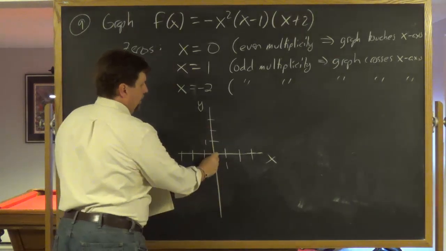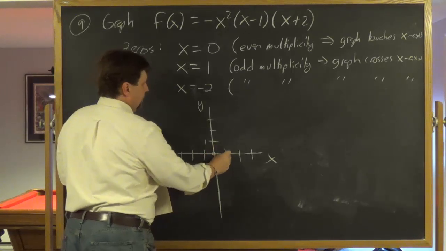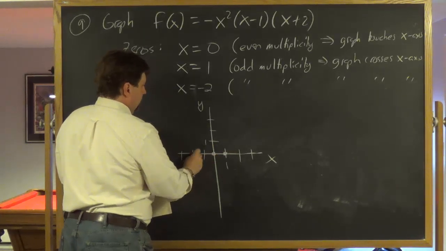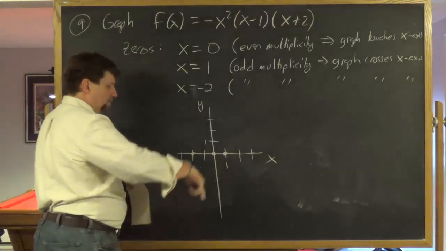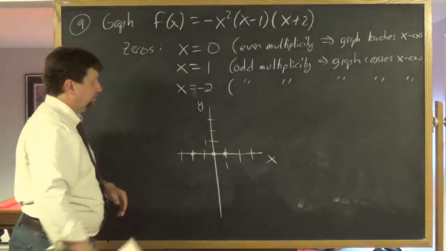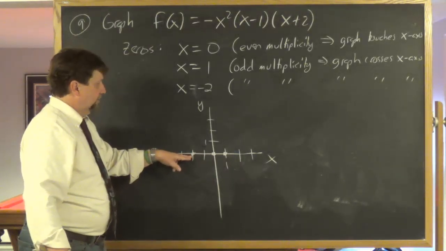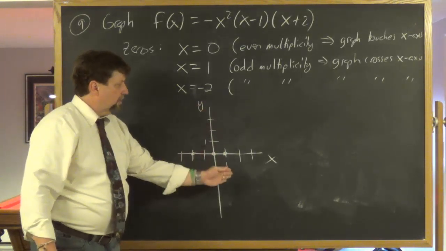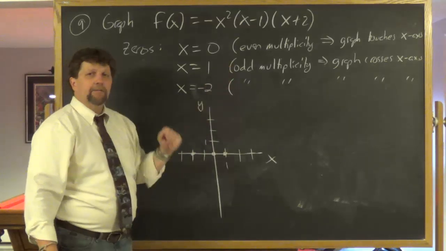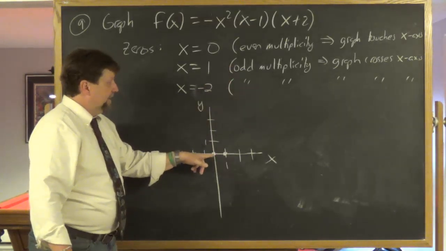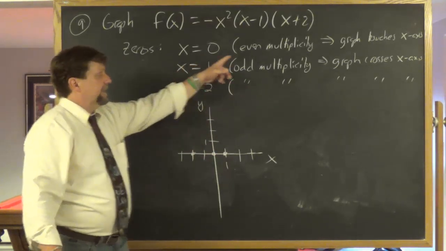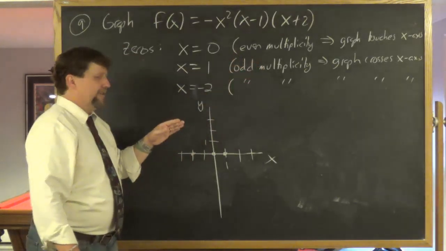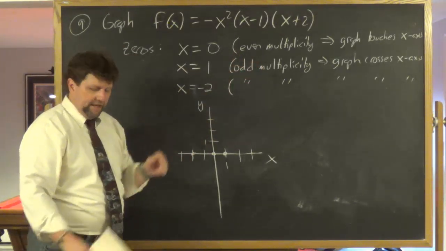We have a 0 at 0, we have a 0 at 1, and we have a 0 at negative 2. I know both ends are shooting down. I know at the 0 of negative 2 and the 0 of 1, the graph is going to cross the x-axis because that's odd multiplicity. I know at this 0, it's an even multiplicity, so the graph is just going to touch the x-axis.